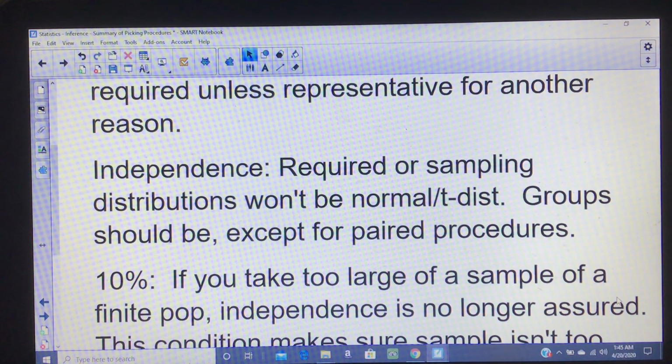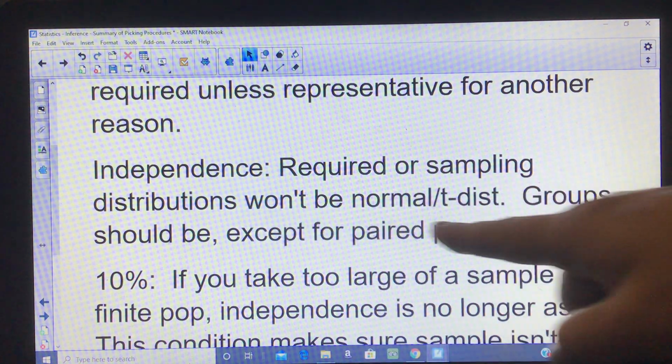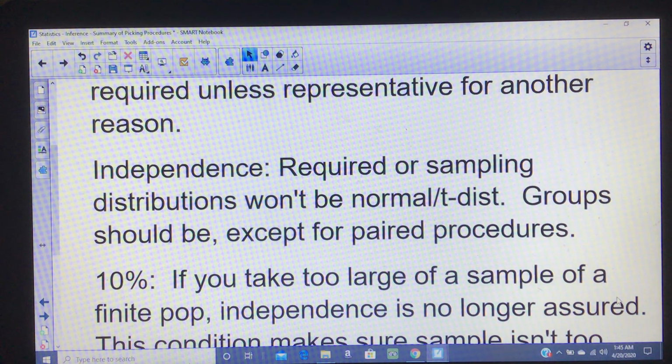Independence was a big one. Basically, independence is required for the sampling, or the sampling distributions won't come out normal or t-distributed. So independence is a requirement to get those sampling distributions to work, basically to get the normal curve or t-curve to appear when you're sampling over and over and over again. Basically, individual data points should be independent of each other.